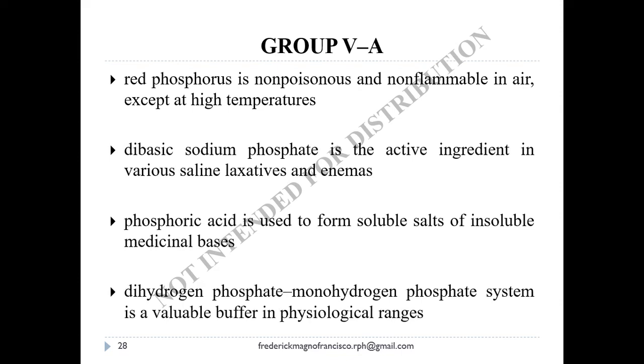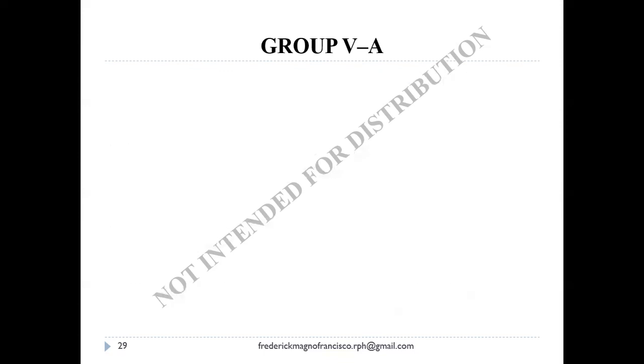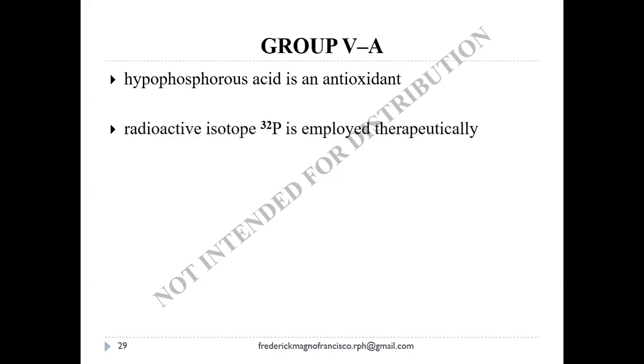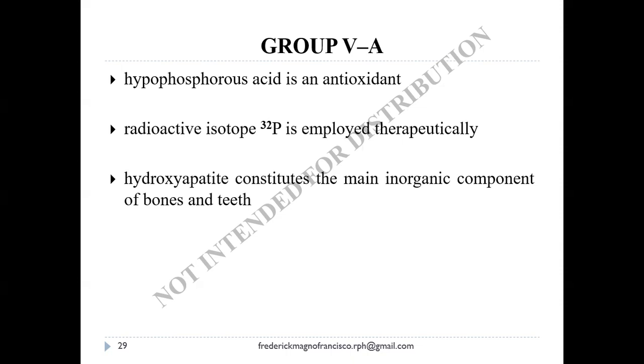The dihydrogen phosphate monohydrogen phosphate system is a valuable buffer in physiological ranges. It constitutes the ion pair of one of the buffer systems of the blood and body fluids. Hypophosphorous acid is an antioxidant, used primarily with iodide and ferrous salts. The radioactive isotope phosphorus-32 is employed therapeutically. A complex basic calcium phosphate called hydroxyapatite constitutes the main inorganic component of bones and teeth.